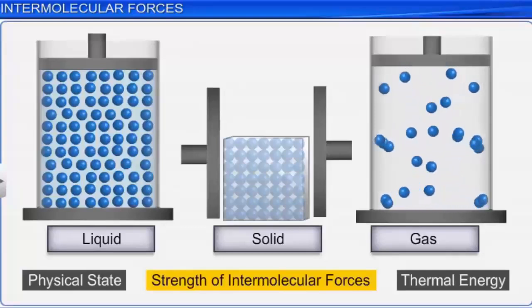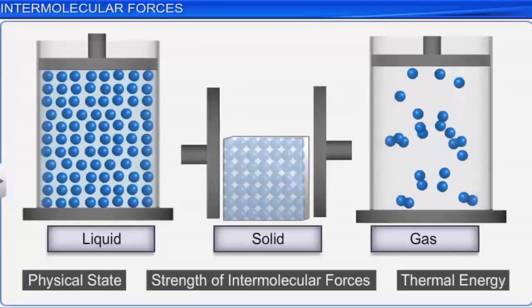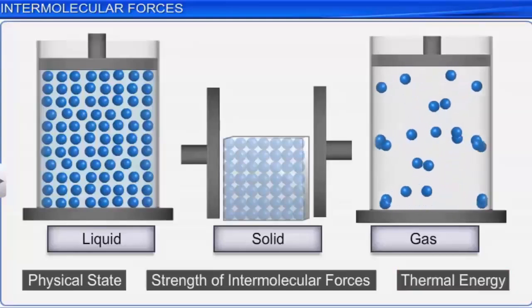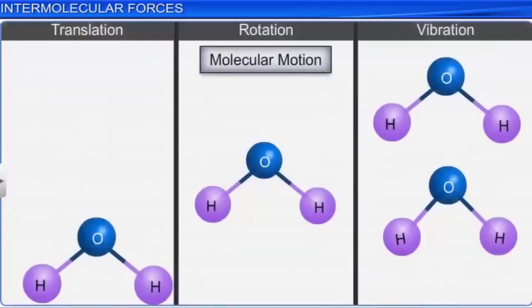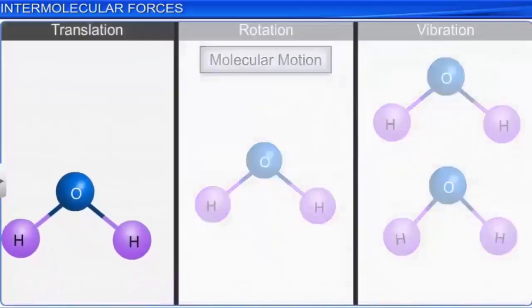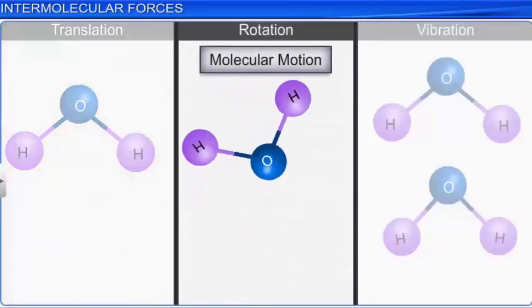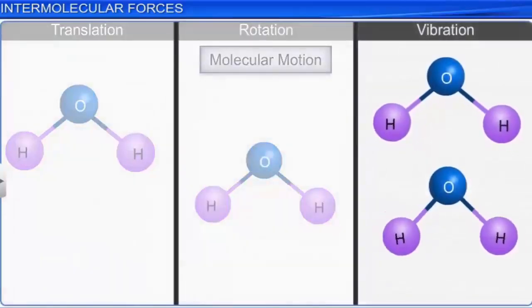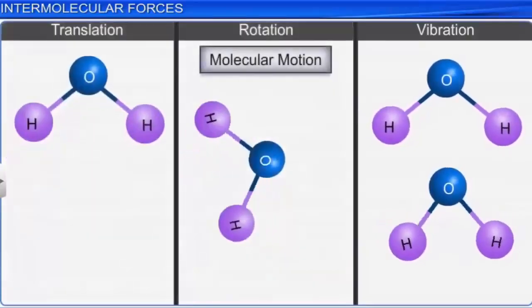The energy of a body arising from the translational, rotational, or vibrational motion of its atoms or molecules is called the thermal energy. It is the measure of the average kinetic energy of the constituents of the matter and is directly proportional to the temperature of the substance.